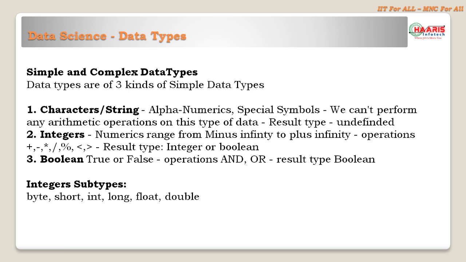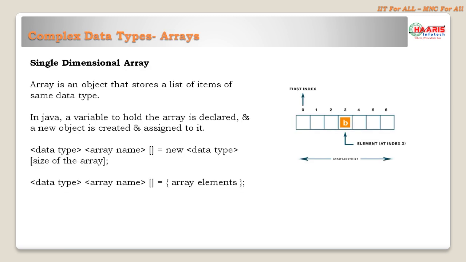Like the pi value 3.14, the dot is there, right? We call it a decimal. Such decimal values can be stored in float or double. Cool. As of now, got this? Okay. Now let's move on to the next data type. Those were simple data types. Then you have complex data types. The complex data type is array.